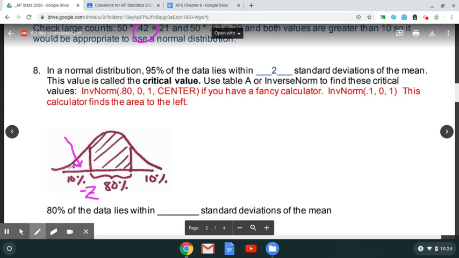So this left tail is 10%. To use your calculator, you can put 0.1, 0.01, and this will give you the value of Z. Now, using inverse norm, you're going to get the negative Z value, but remember, because your normal distribution is symmetric, whatever this negative Z is, that just is going to give you the number of standard deviations.